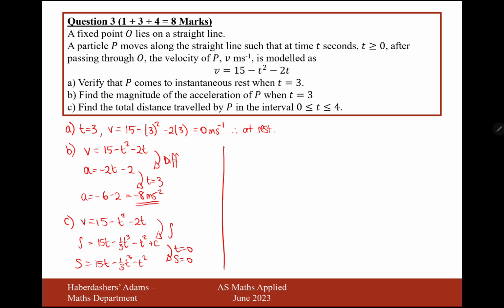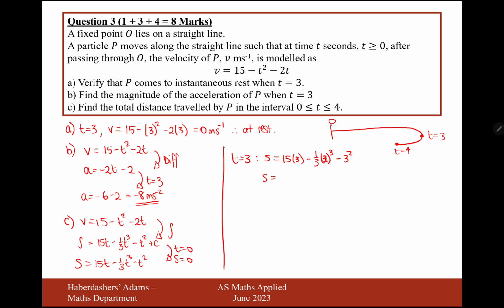Right, okay, so now what's happening with this particle? It's travelling forwards, it comes to instantaneous rest when t is 3, and then it starts to come backwards, and it's at this point where t is 4. So we're going to find the displacement from O at 3 seconds, and then bring it back to 4 seconds. So when t equals 3, first of all, s is going to equal 15 times 3 minus a third times 3 cubed minus 3 squared.